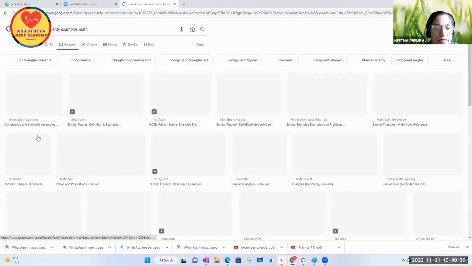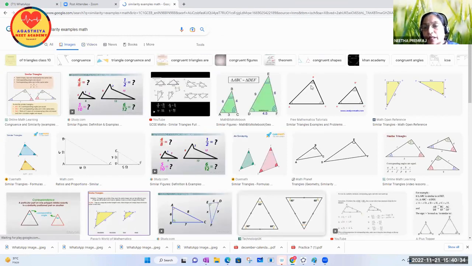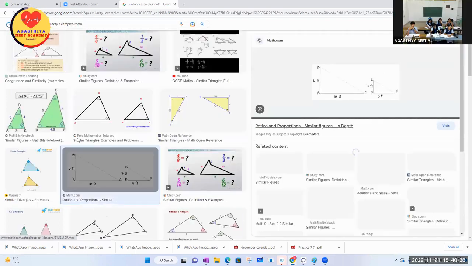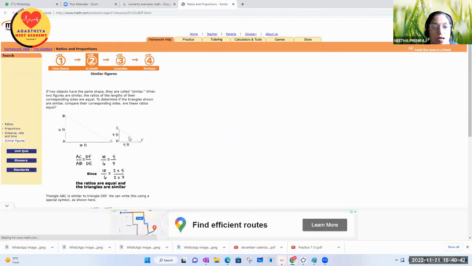So this is similarity. If you see this figure, there are two triangles. The two triangles look similar, but they are not equal in measures. The three side measures of one triangle are not matching with the three sides of the other triangle. So this kind of figures are called similar.